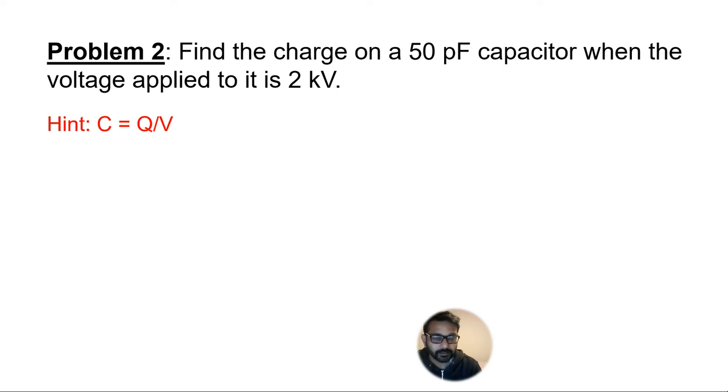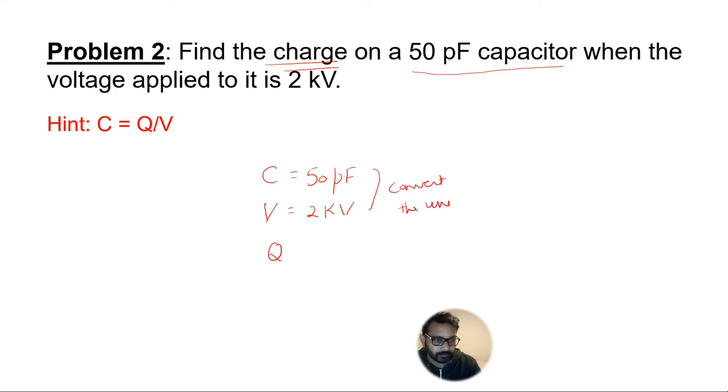Let's take another example on the same formula. In this problem we have to find the charge on a 50 picofarad capacitor. The capacitance is given as 50 picofarads. This time the voltage is given, it is 2 kilovolts, and we have to find the charge, right? We have to find Q. Again the first step would be to convert the units, and then use the formula appropriately and do the calculations correctly to get the value of charge.